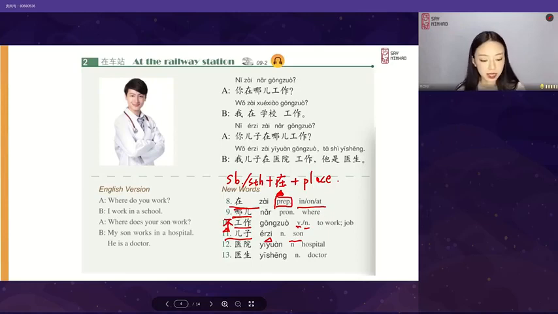And then how to say daughter? Daughter is 女儿. It is 女儿. Try to read after me.